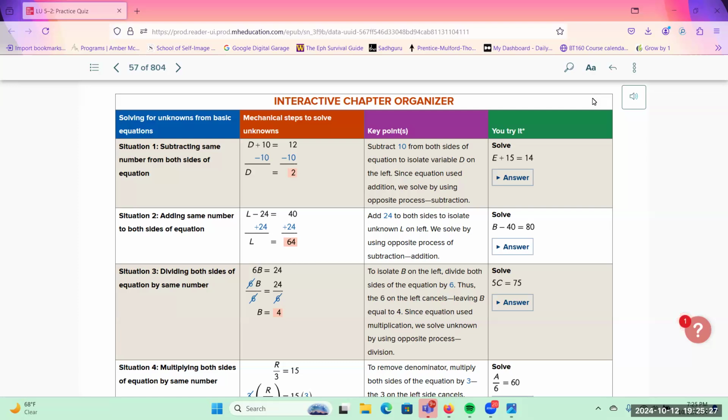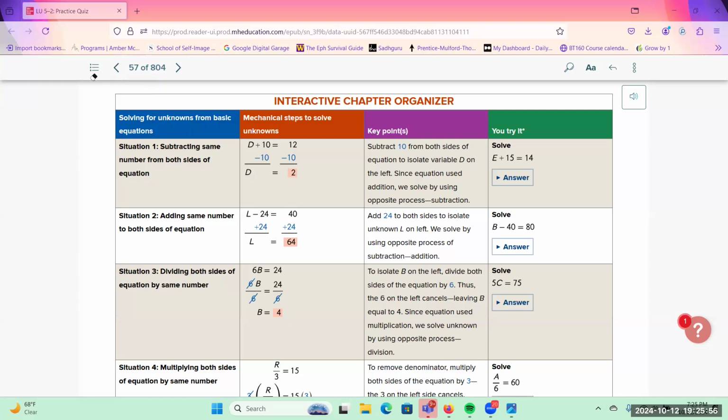This is in both your physical business math textbook as well as the ebook. So you can launch the ebook from your Connect course. And what you're seeing on the screen here is actually page 57 of 804. If you are using your e-textbook, you can just find page 57 that way, which is your chapter organizer.